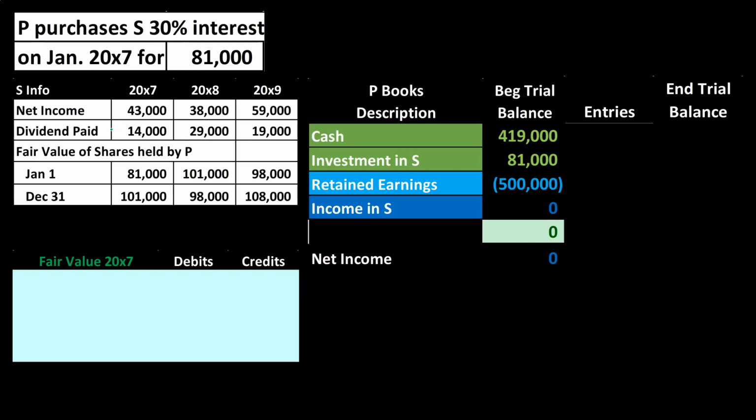In terms of the equity method, we should be recognizing our 30% of the 43,000 income. And then when they give us the dividend, we're not going to record dividend income as we would with the fair value method, but reducing the investment. Let's see what that would look like then.